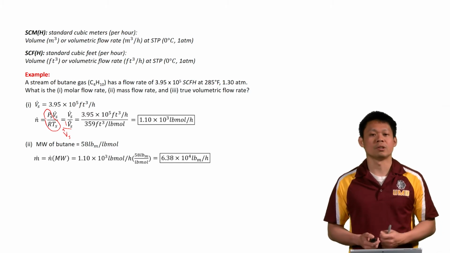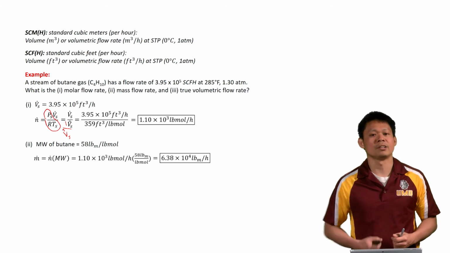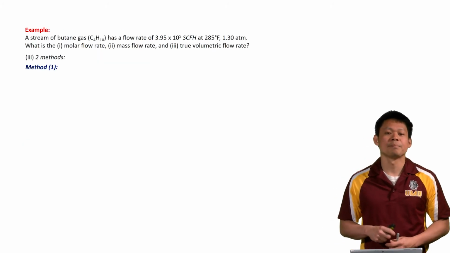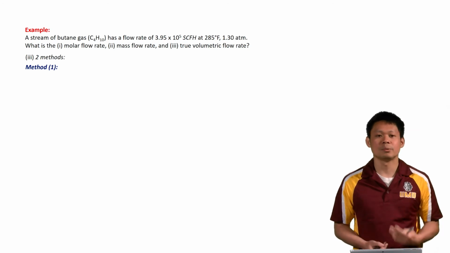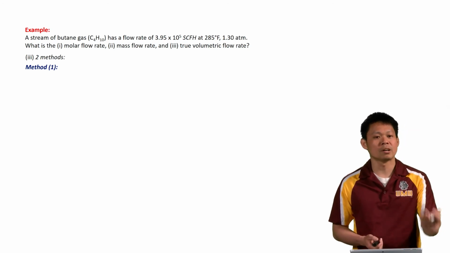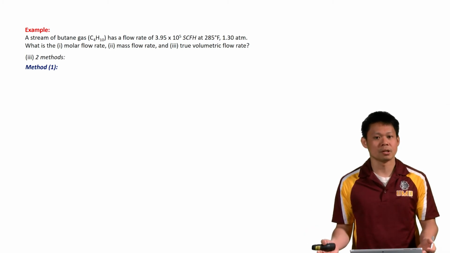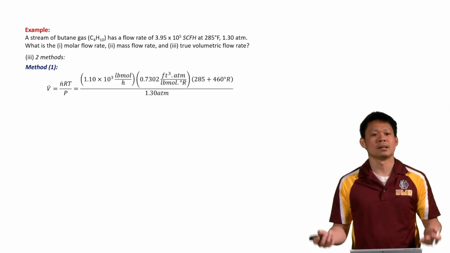What will change is the volumetric flow rate, and now we want to know what the true volumetric flow rate is. I'm going to present two different methods of doing this. The first method is rather intuitive. We are just using the ideal gas law. We know our molar flow rate. We know the actual operating conditions, temperature and pressure. So we can just put it into our ideal gas law.